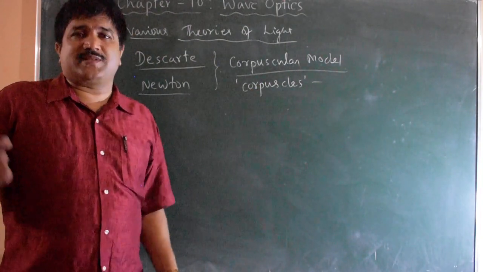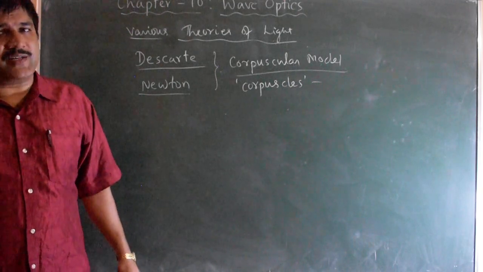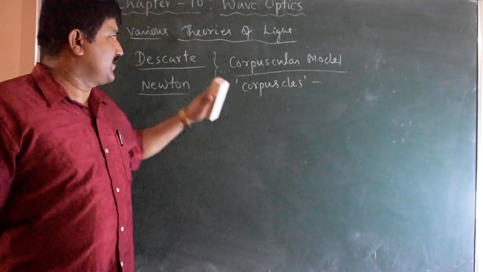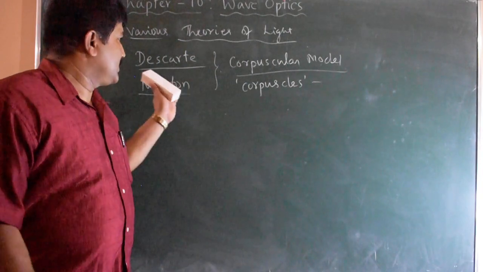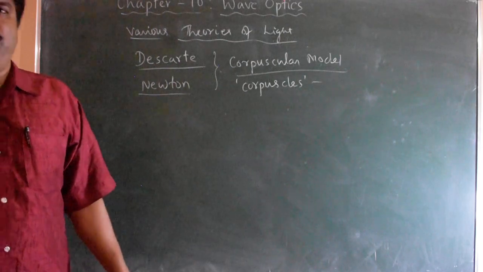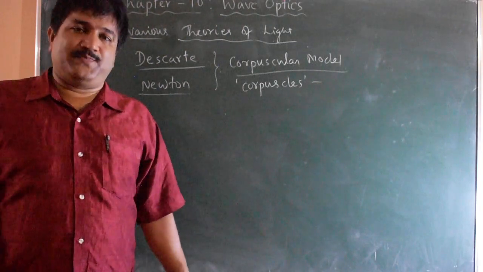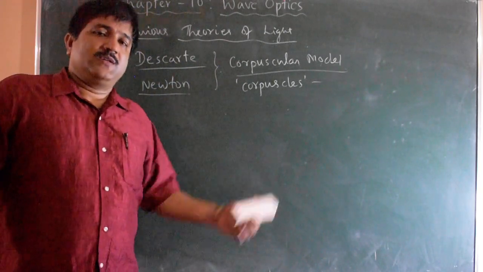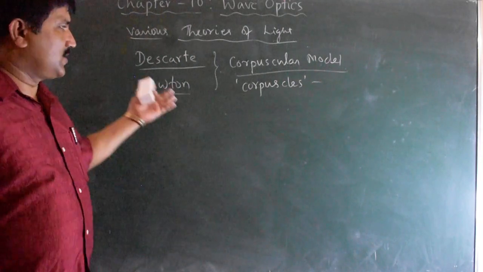Now this source emits the light in the form of tiny particles. Different sized particles give different colors of light. That's the idea given by Descartes' model, and later developed by Newton. Different colors are because of the different sized particles. So that's the idea.